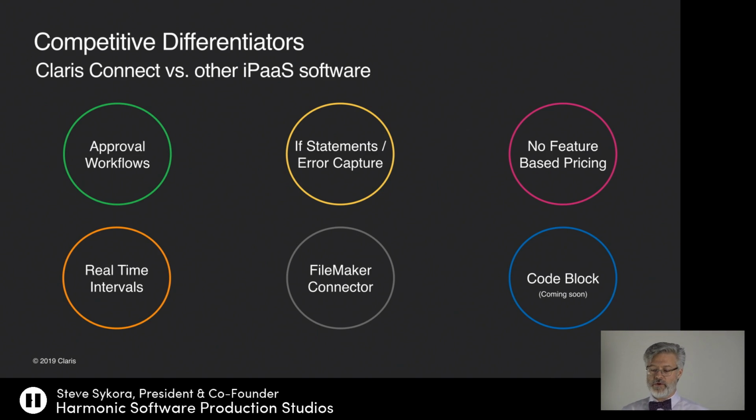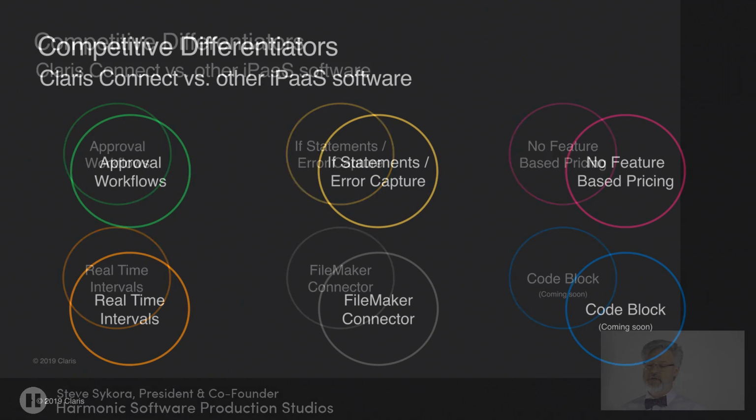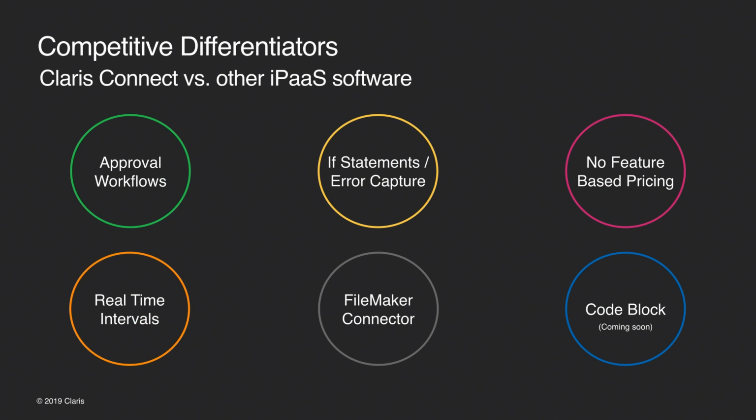And let's have a look at some of those key differentiators between Claris Connect and other iPaaS software. The first one, those approvals I was just showing you, right? Most iPaaS software just looks for a trigger, it performs subsequent actions. Doesn't have the ability to pause in the middle of a flow and allow that human intervention and orchestration for the event. Claris Connect has that ability.